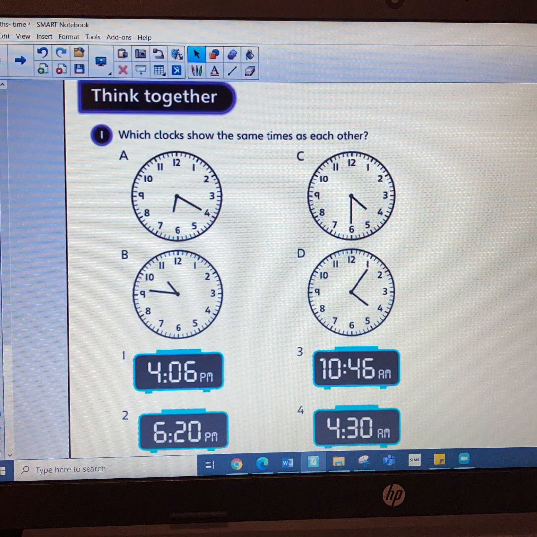All right then, here is our think together. And then after this, we will go on to LBQ. So pause the video, have a go. Can you match up the correct clocks?